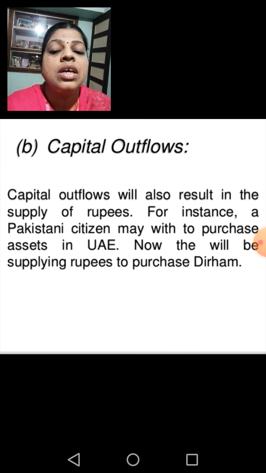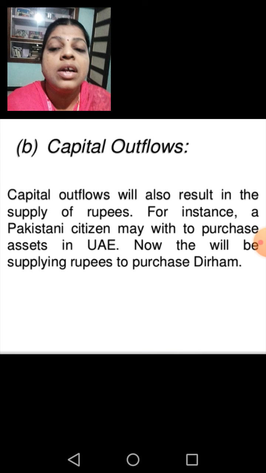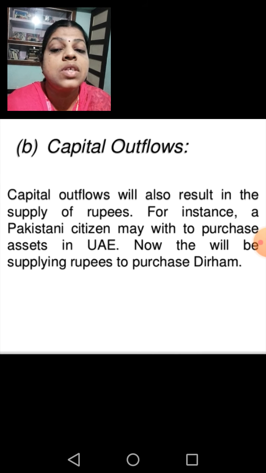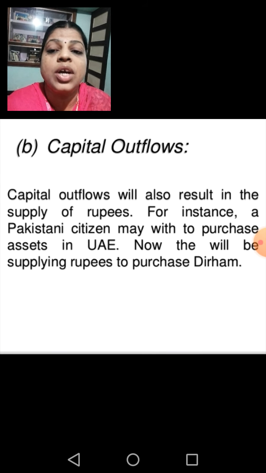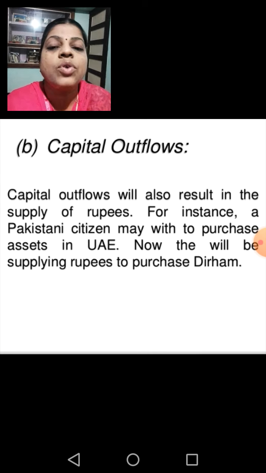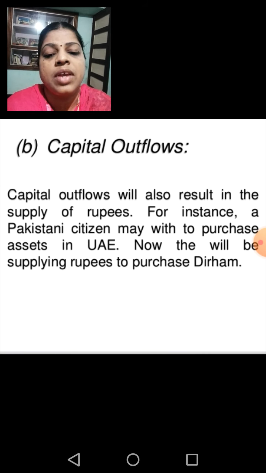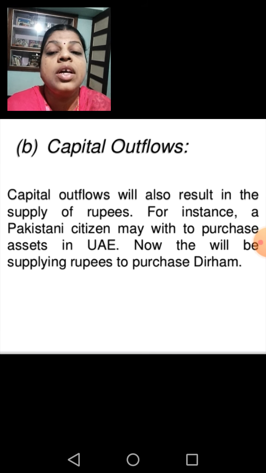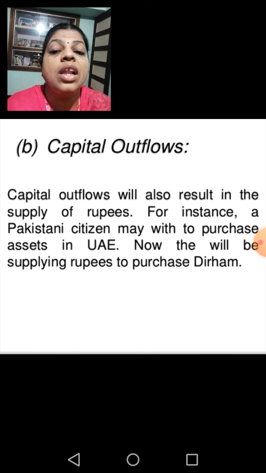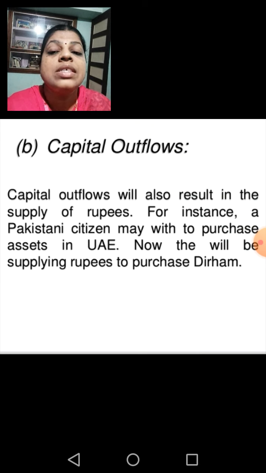That means if a Pakistani citizen wants to purchase some assets in the UAE, we know that the dirham is the authorized currency of the UAE, so we have to make payment in dirhams. So they will supply the rupees in the foreign exchange market and possess the dirham to make such payments. This is the capital outflow related to the supply side.